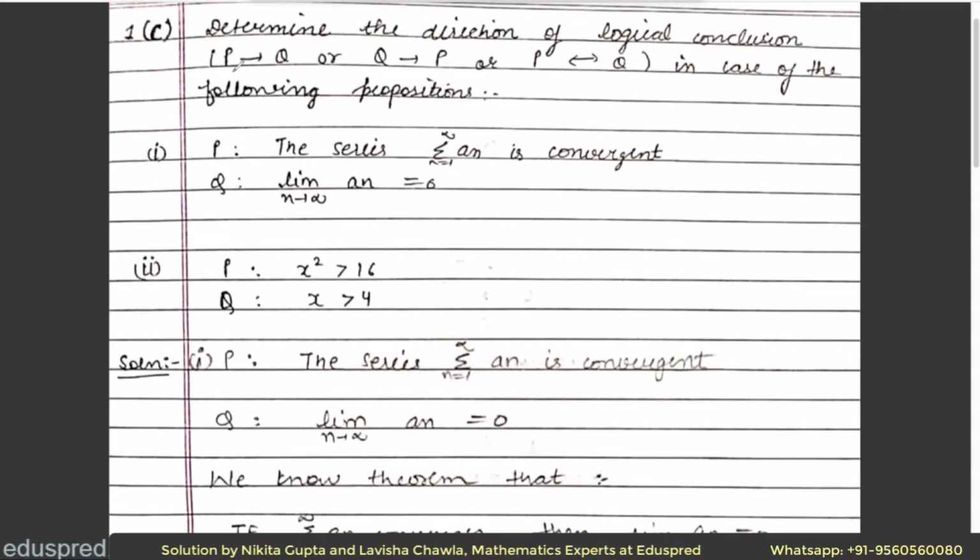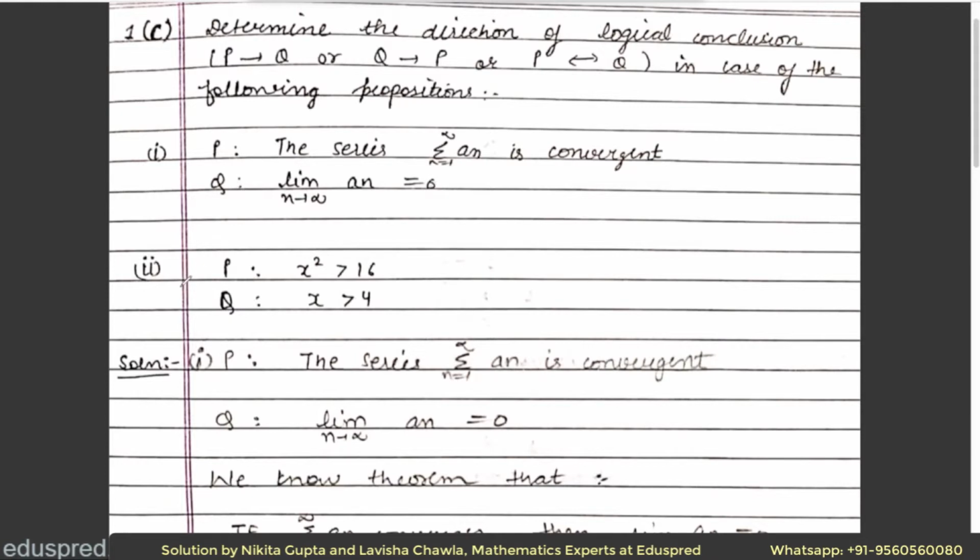In this video, we will be solving this question which says, determine the direction of a logical conclusion P implies Q or Q implies P, or there is an equivalence between P and Q in case of the following propositions. Your first part says you have a proposition P, that is the series summation an where n tends from 1 to infinity is convergent, and statement Q is limit n tends to infinity of an is equal to 0.